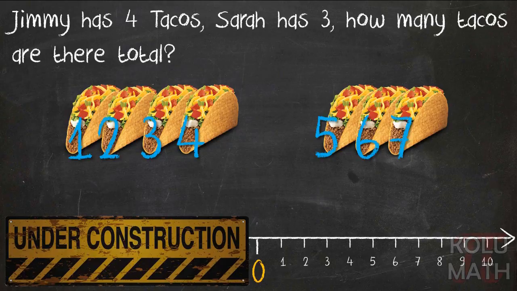Now the number line does the same thing, but just in a different way. See, the number line can start at 0. We add Jimmy's tacos, 1, 2, 3, 4. And then we can add Sarah's tacos, 1, 2, 3.